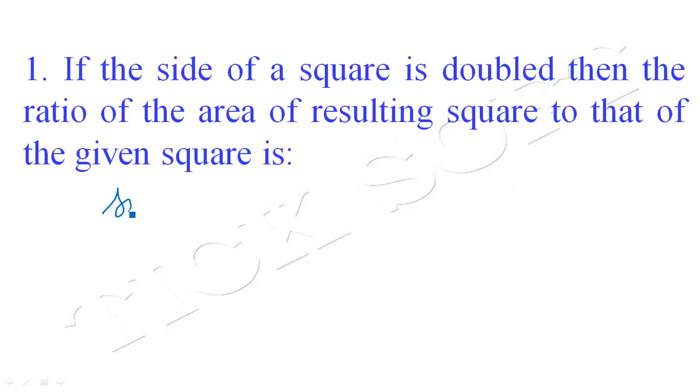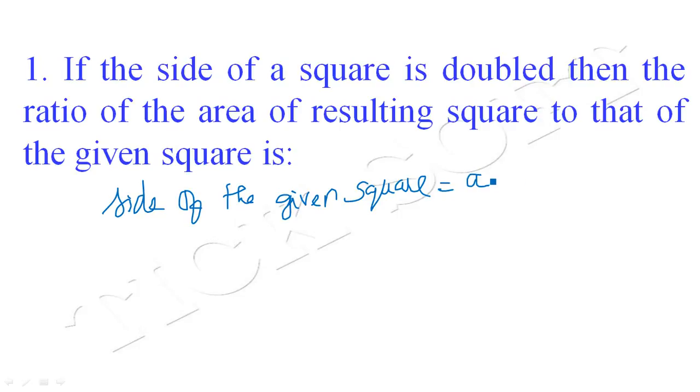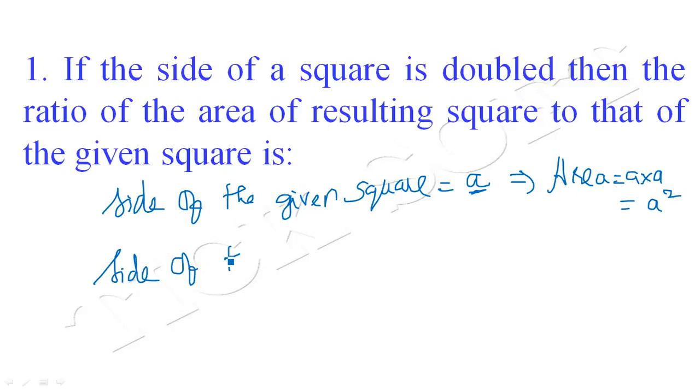So first, let us take the side of the given square to be A. If the side of the given square equals A, then what will be the area of that given square? It will be equal to side into side, that is A into A equals A square. So this is the area of the given square. Now we are going to find out the side of the resulting square.